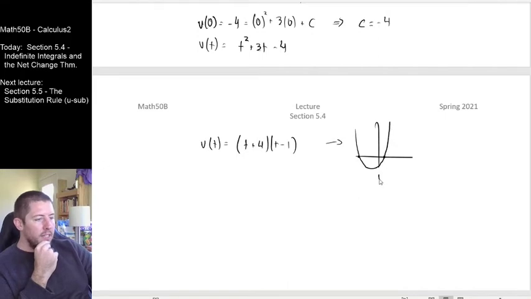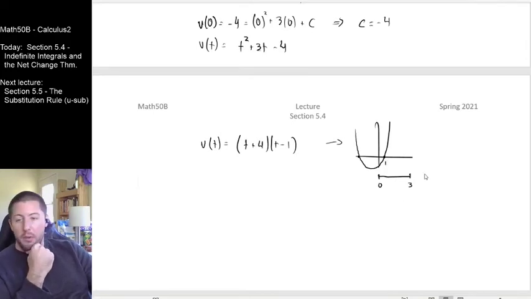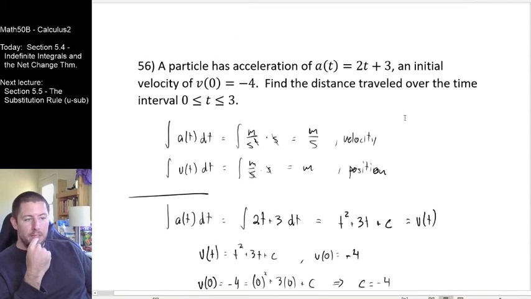We are interested in time from 0 to 3. So it does, again, look like for distance traveled, we're going to need to go from 0 to 1 as our first chunk, and then from 1 to 3 as our second chunk, and take absolute values of each of those individual parts. It wasn't asking for the displacement. It was asking for the total distance traveled.